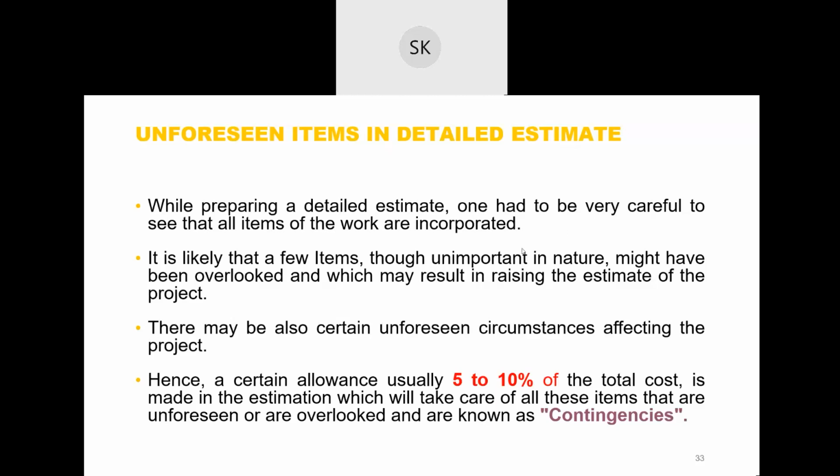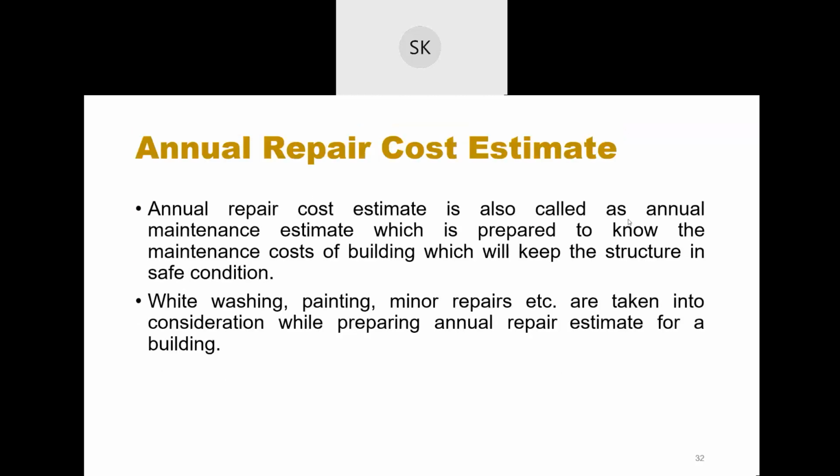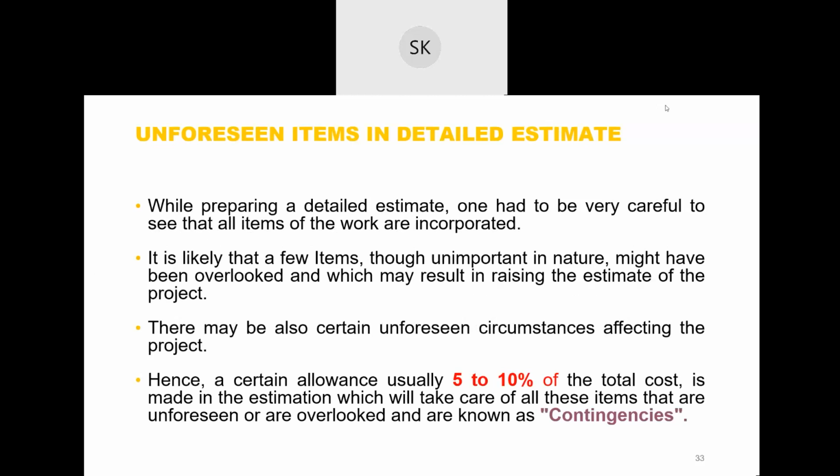While preparing a detail estimate, one has to be very careful to see that all items of the work are incorporated. It is likely that a few items, though unimportant in nature, might have been overlooked and which may result in raising the estimate of the project. There may also be certain unforeseen circumstances affecting the project. Hence, a certain allowance, usually 5 to 10% of the total cost, is made in the estimation, which will take care of all these items that are unforeseen or overlooked and is known as contingency.